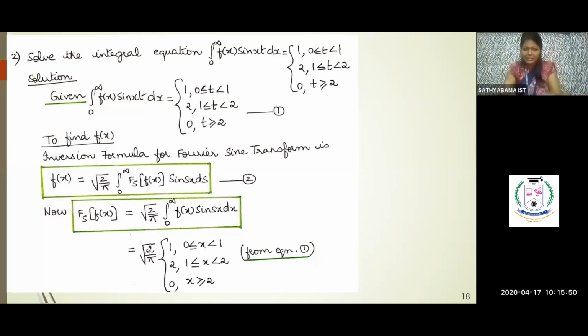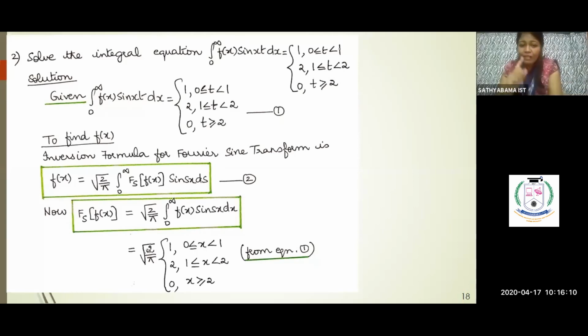I've simply substituted it here. All right. Now, what should you do? You should substitute this Fs of f of x in equation 2, because that will only give you f of x. Fine. So let's go ahead. Find f of x. Substitute this in equation 2. Therefore, what is f of x equal to? Now, I'm going to substitute it in this way.